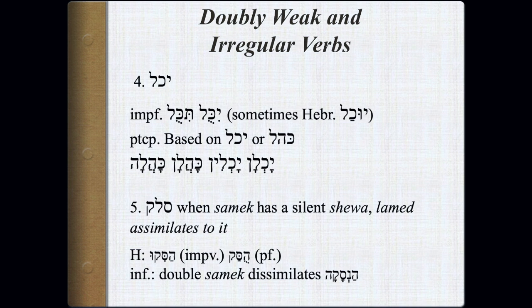And we have looked before at this very strange verb, Samak Salach, Samak Lamed Kof. When the Samak has a silent shva, the Lamed assimilates to it. And so you lose the Lamed altogether. So Hasiku or Husak. And in the infinitive, the doubled Samak that would be there actually dissimilates, and you have a nun occurring, Hansaka. So you both have an extra nun and the loss of the Lamed.